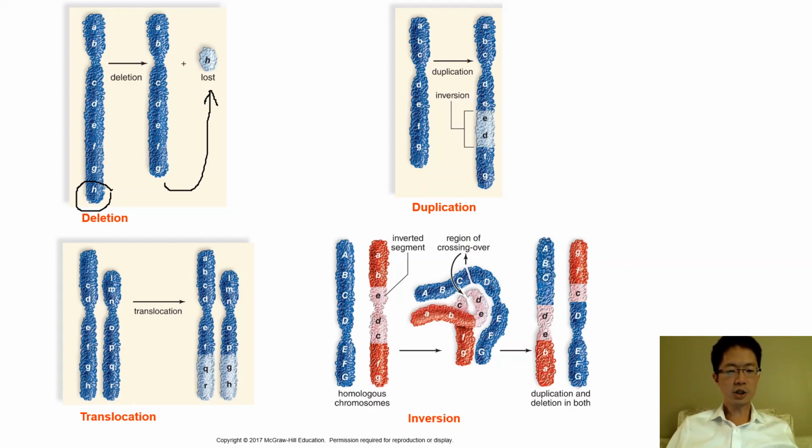And then translocation. Translocation is when genes, for example GH and the gene QR, exchange location. Originally gene QR is on the shorter chromosome, and now it goes to the longer chromosome. Genes G and H were originally on the longer chromosome, and now they go to the shorter chromosome. You may ask, hey, isn't that the same as crossover, or recombination, during prophase 1?